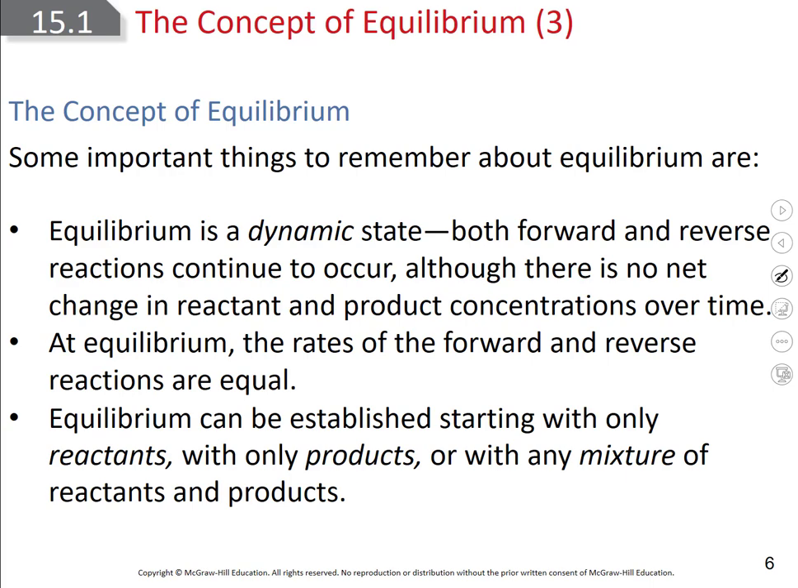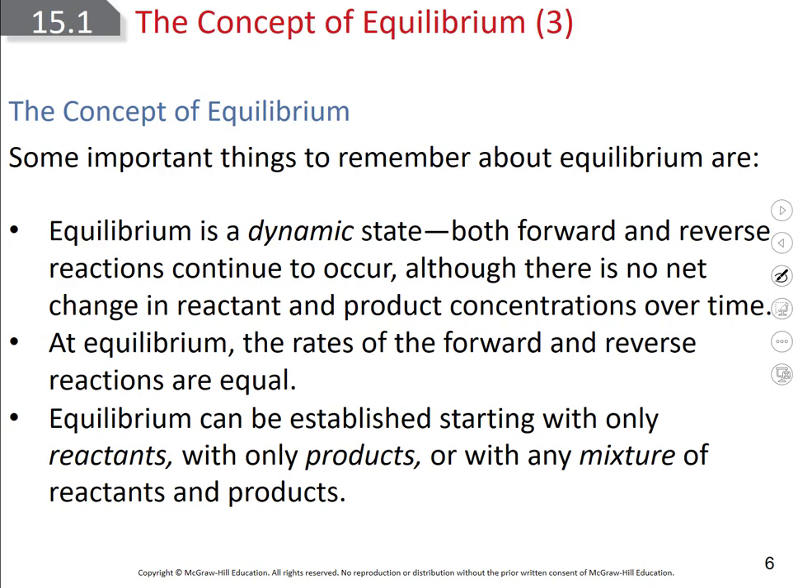You can establish equilibrium starting with reactants, with products, or with a mixture of reactants and products. Now, the example we just showed at time 0, you had no products. But you can get to equilibrium if you started with products, in which case the beginning of the reaction is the reverse reaction that's running faster. Or you can start with a mixture of both reactants and products and still reach equilibrium.